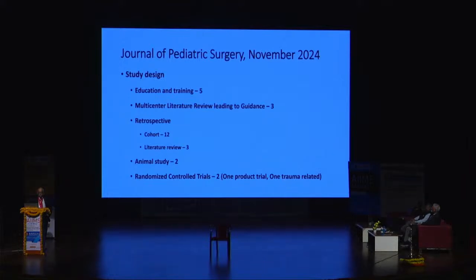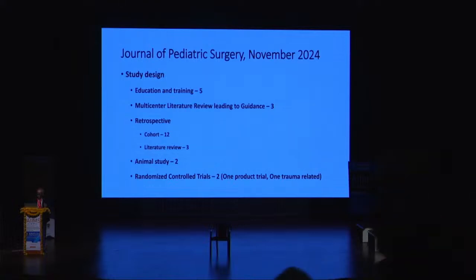Now, if you look at the study design, 5 of those 28 were basically education, training related kind of articles. There were 3 which were multi-center literature reviews leading to guidance. And all of these literature reviews were based on a systematic analysis of retrospective articles. So again, the import of these guidances becomes suspect. A majority of the articles, like I said, were retrospective cohort studies, and some of them were retrospective literature reviews. There were 2 animal studies, and only 2 randomized controlled trials, of which one was a product trial, and one was related to pediatric surgical trauma.